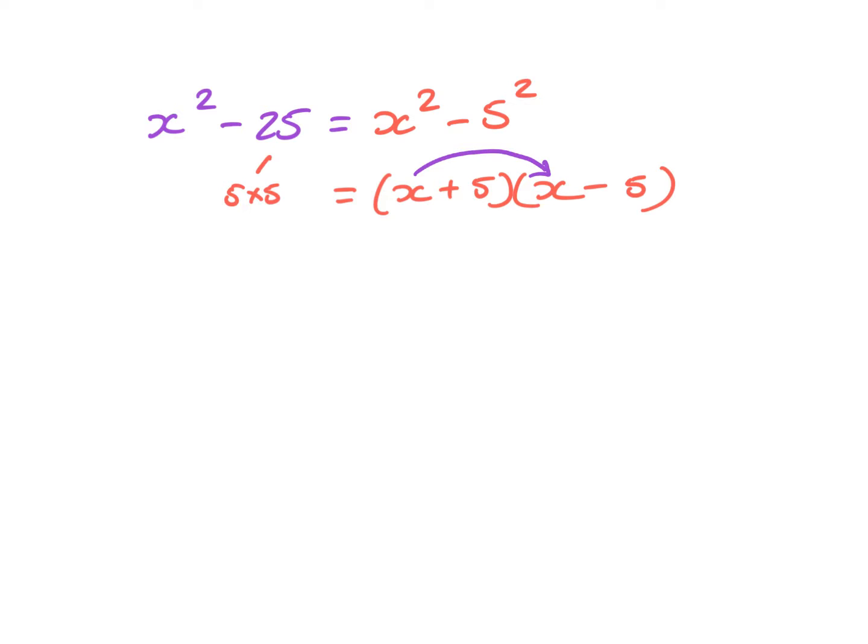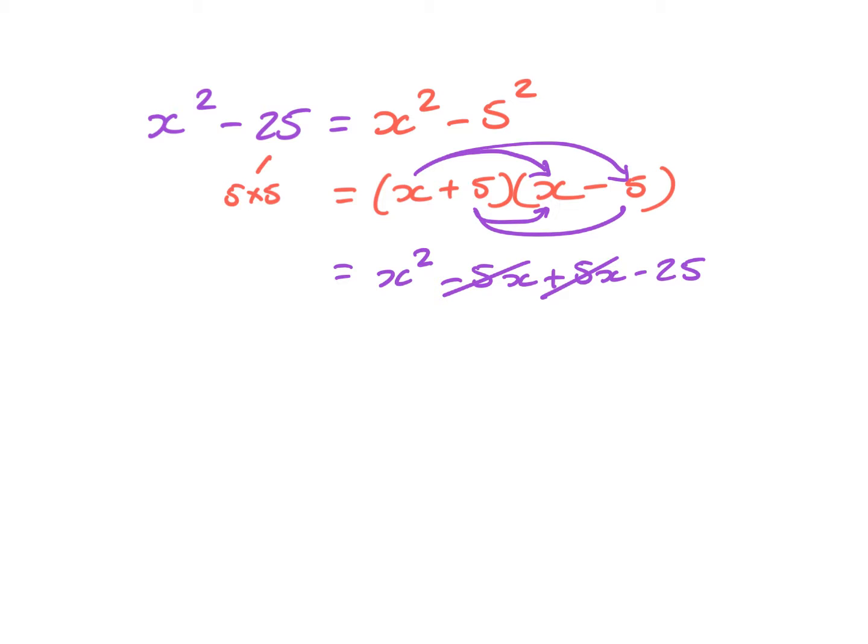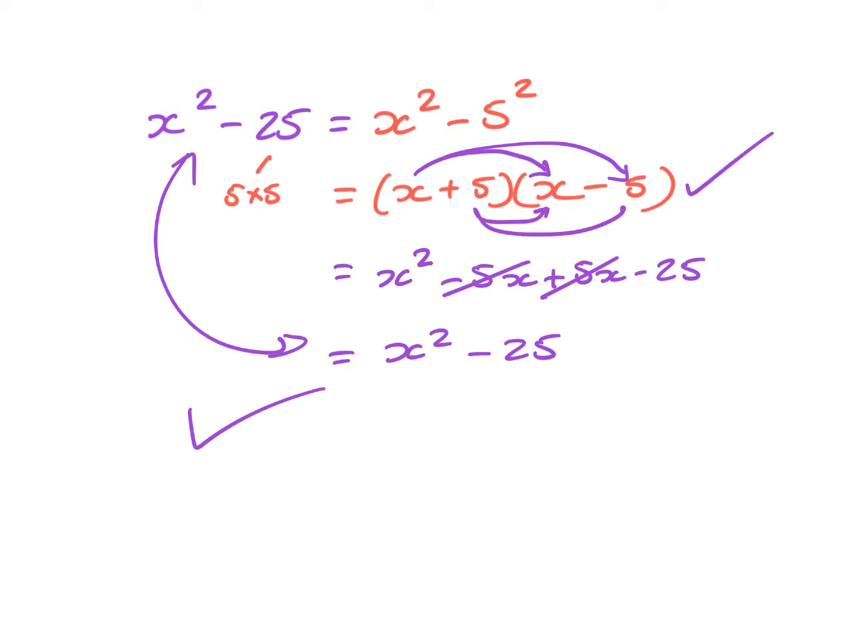x by x gives me x squared. x by negative 5 gives me minus 5x. Positive 5 multiplied by x gives me positive 5x. And 5 multiplied by negative 5 gives me negative 25. And I know that these will cancel each other out, because plus 5x minus 5x gives me 0. Therefore my answer is going to be x squared minus 25. And is that the same as that? Yes, it is. So I have factorized it correctly over here.